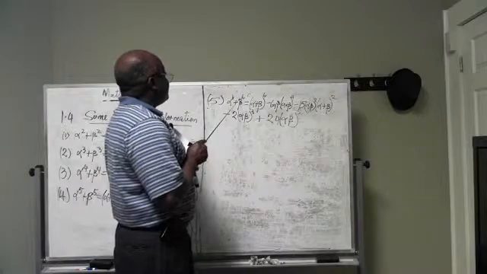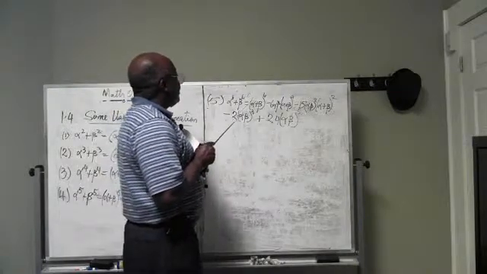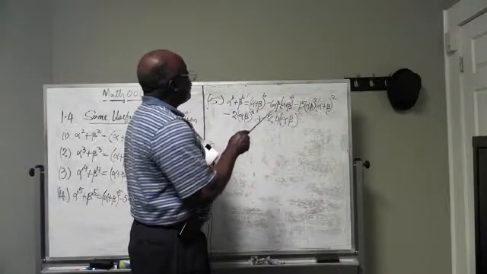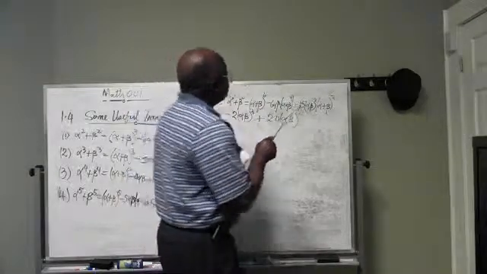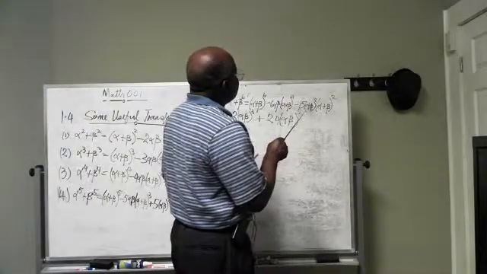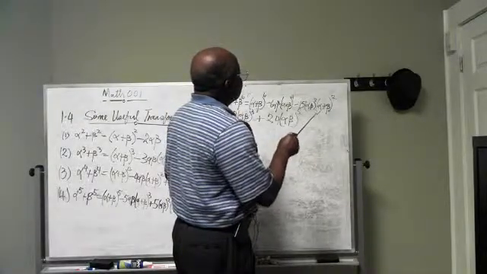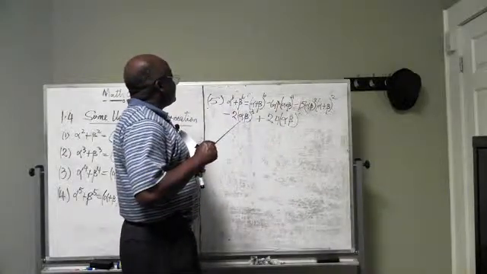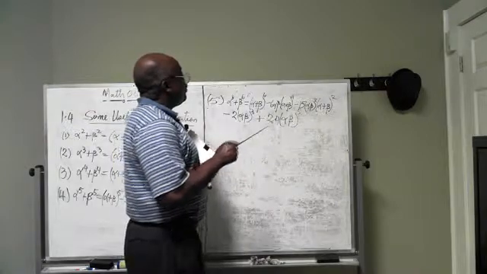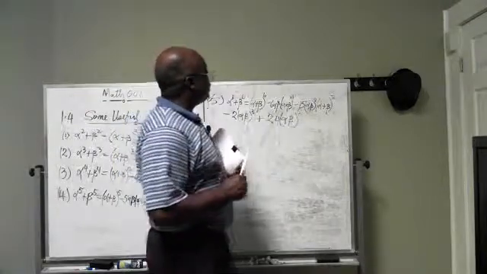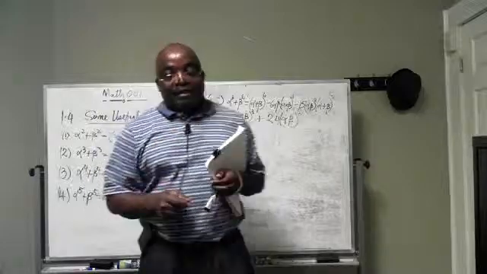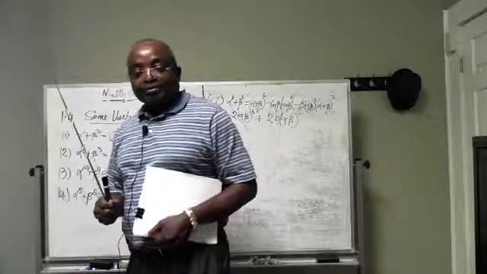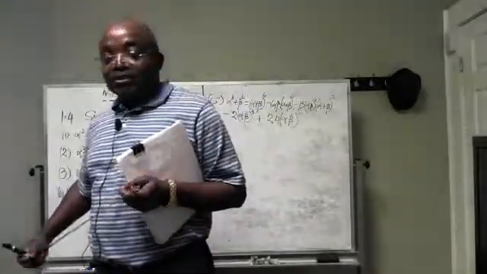Alpha to the 6 plus beta to the 6 equals alpha plus beta all to the 6 minus 6 alpha beta into alpha plus beta all to the 4 minus 15 alpha beta all squared into alpha plus beta squared minus 2 into alpha beta cubed plus 24 alpha beta all squared. Take note of that, and next time we'll do inequalities. Our next topic will be inequalities.